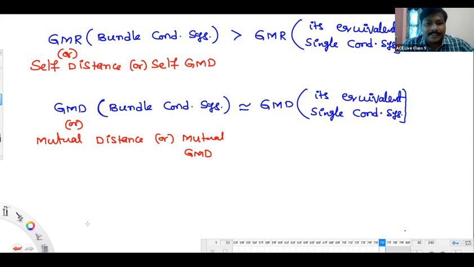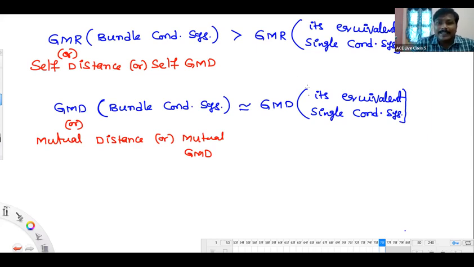So let's continue with this. Is a single conductor system also practical? Single conductor system means each and every phase consists of one conductor.